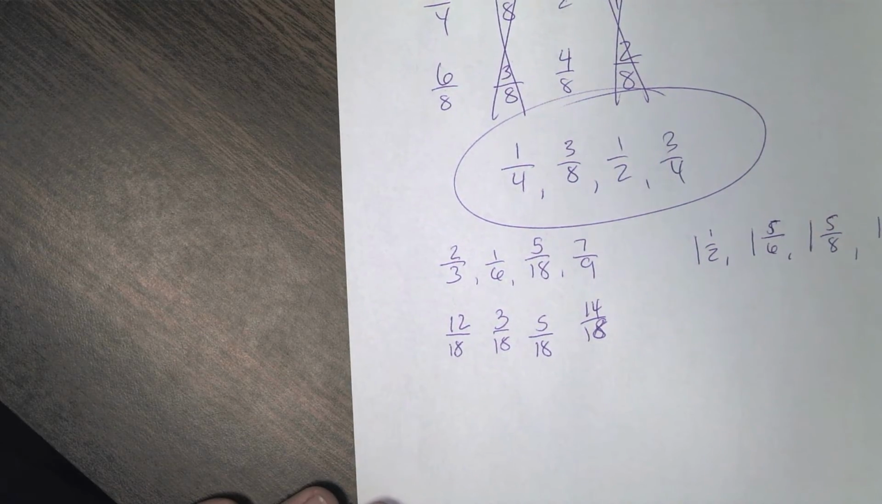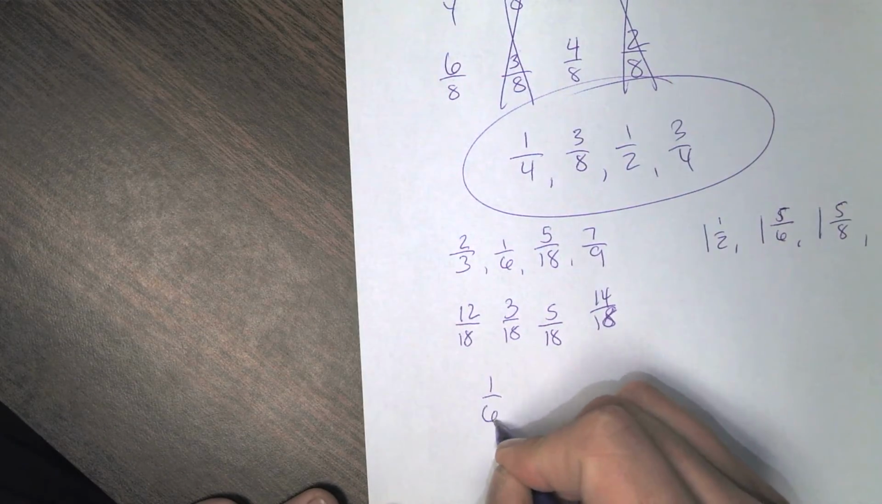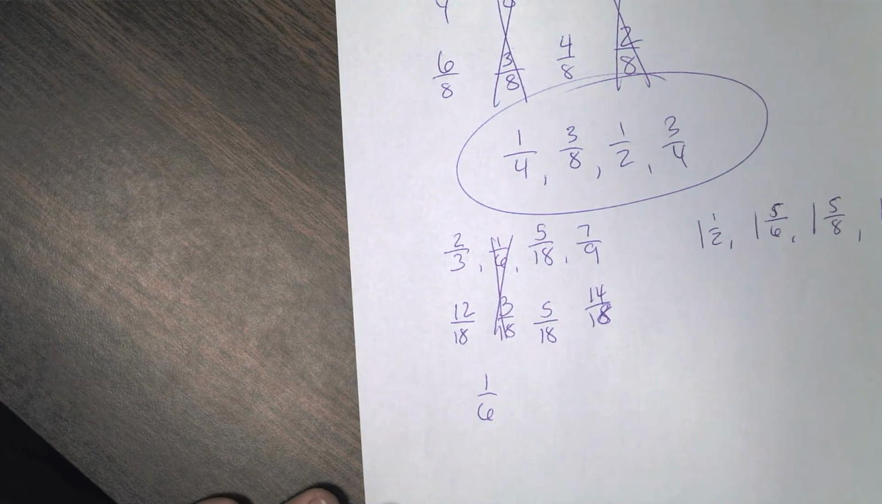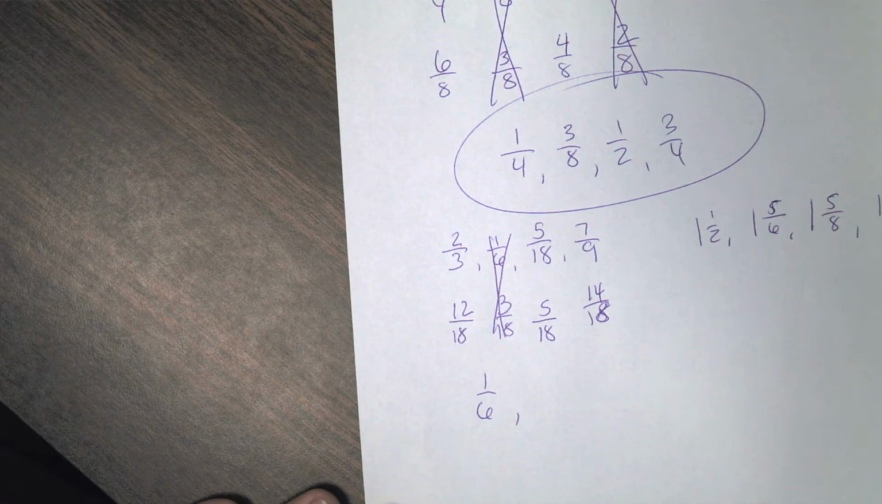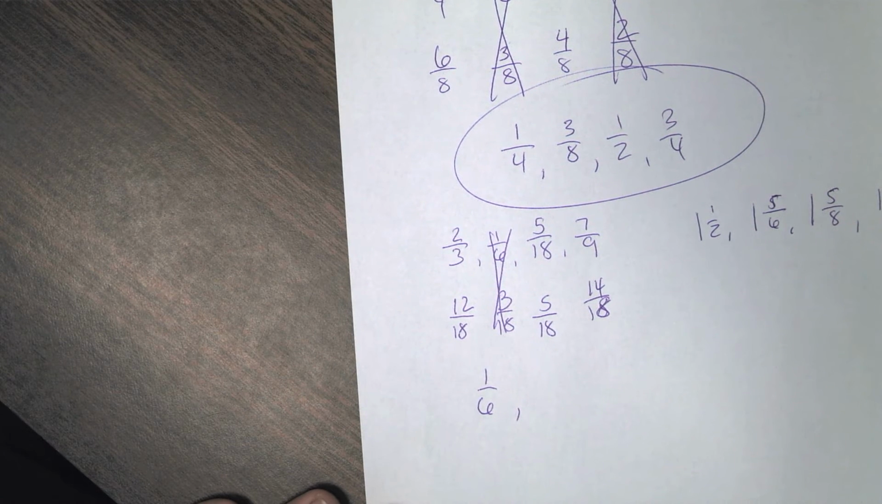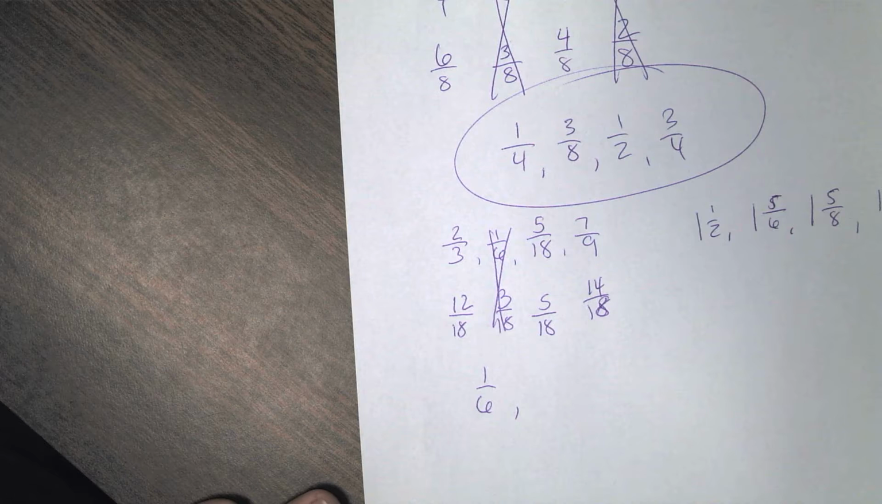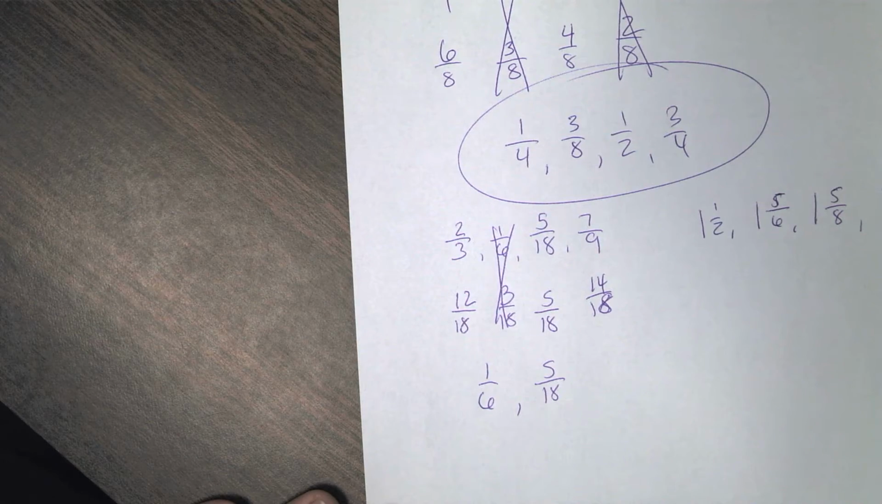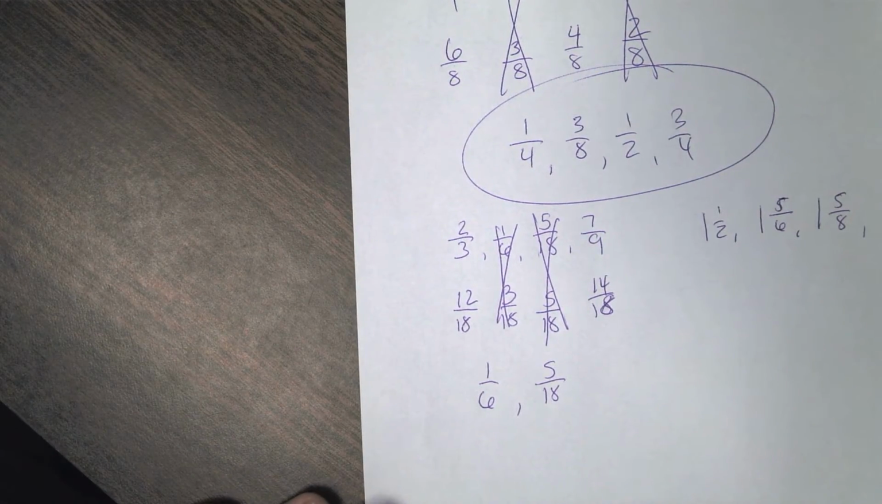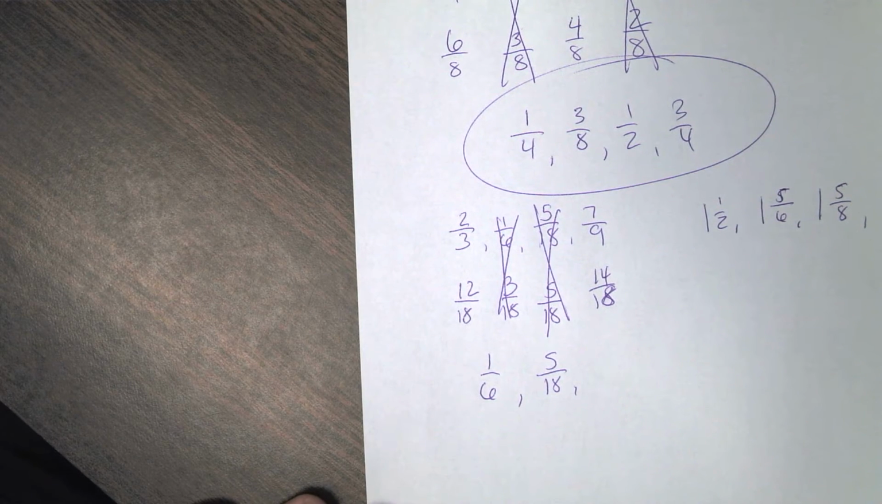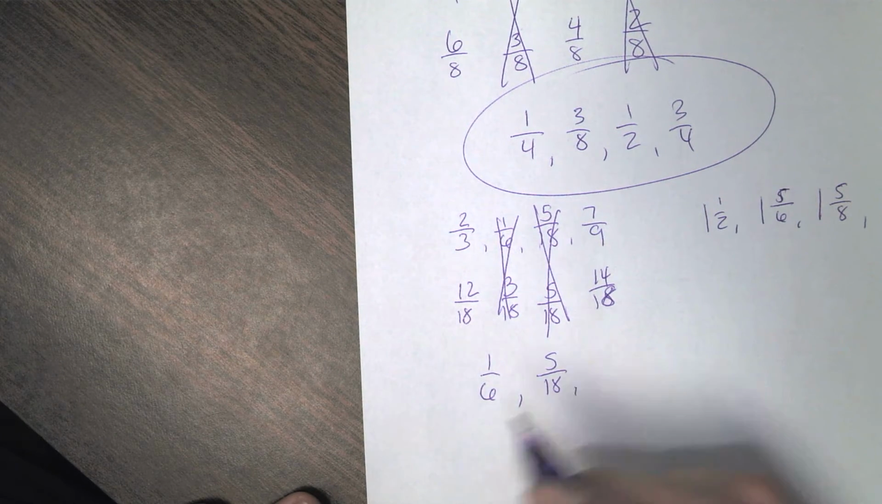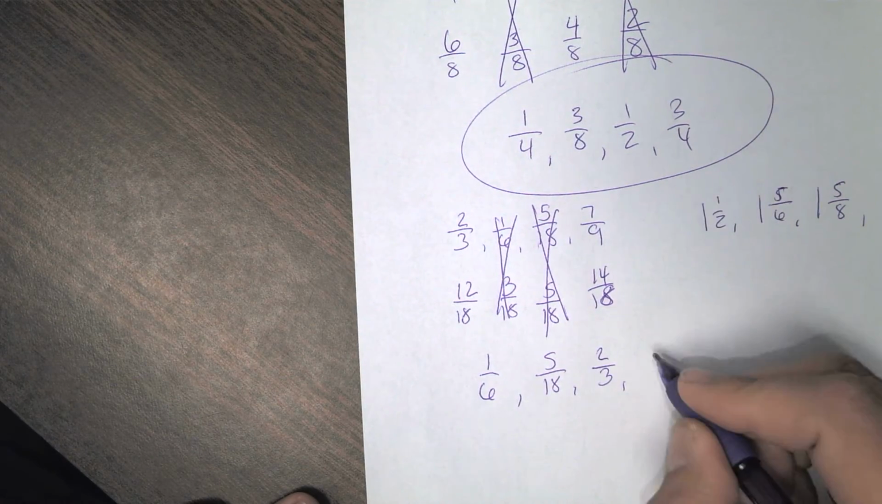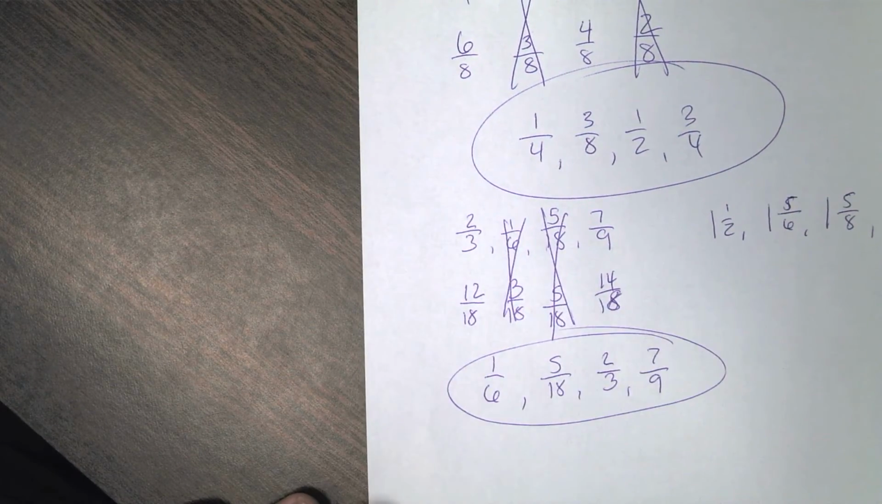Which one's the smallest? 3 over 18. So that's 1/6. I'll cross that one out. What would be the next one? If 3 over 18 was the smallest, what's the next one? Kylie? 5 over 18. Okay, so then I cross that one off. What's the next smallest one? Stevie? 12 over 18. So that's 2/3. And then our last one would be 7/9. So that's how those work. You have to have common denominators before you do anything else.